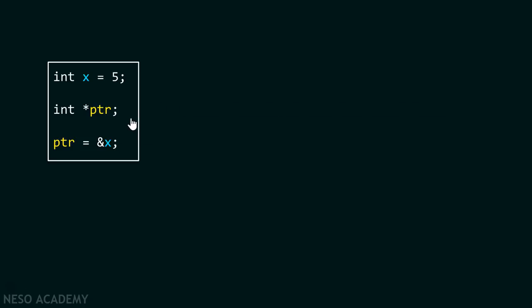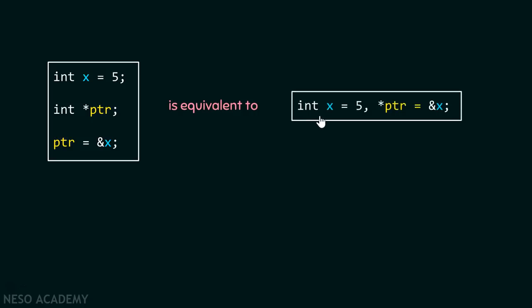We can write all these lines in a single line. We can say that this is equivalent to this. We can clearly see that the data type of variable x and this pointer variable is the same. Therefore, we can write these two lines in one single line. Also, this line is an assignment statement. Instead of writing this line separately, we can write this statement at the time of declaration.